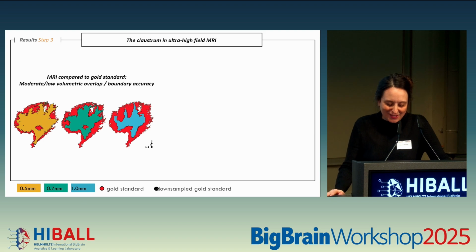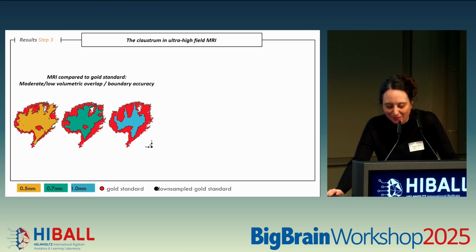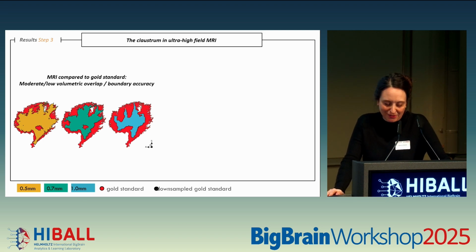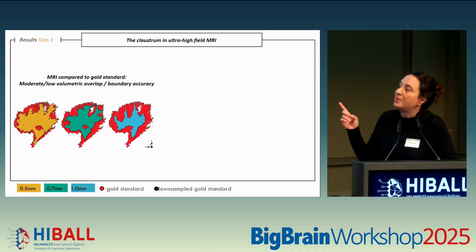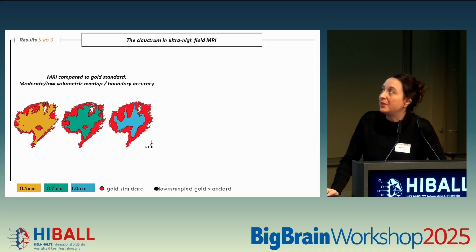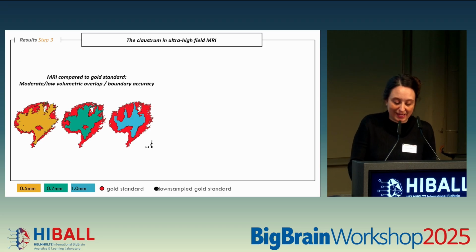The last thing I wanted to mention is that we looked at the spatial overlap between the gold standard and the 3 MRI resolutions. And as expected, the volumetric overlap and the boundary precision increase with resolution. Essentially what we find here is that sub-millimeter resolution we think is adequate, but the 1 millimeter probably isn't for most interesting questions that we might want to investigate.